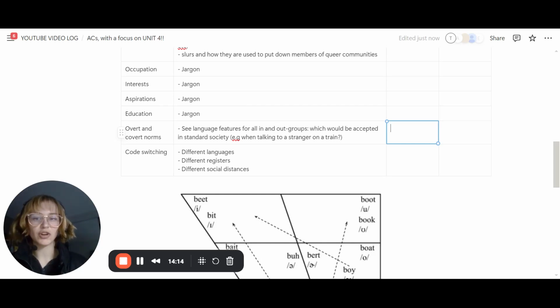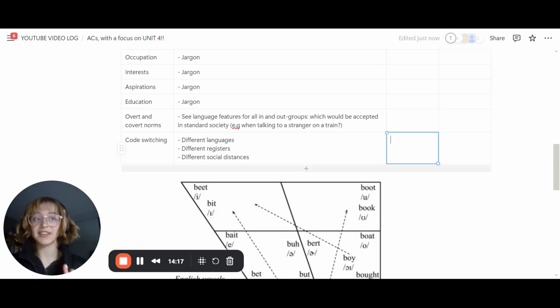And then finally, we've got code switching. So it's not just different languages. Different languages you should definitely pick up and talk about, but also a switch in register. So talking to your best friend compared to talking to your principal will have different registers. That's because you are at different social distances. So remember the context, who you're talking to, and what the situational context of the discussion is going to really, really influence the different register that you're going to take.